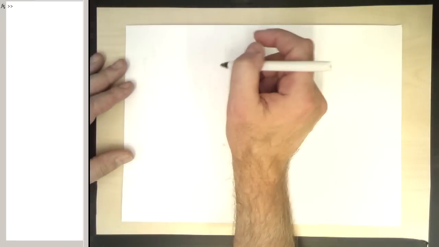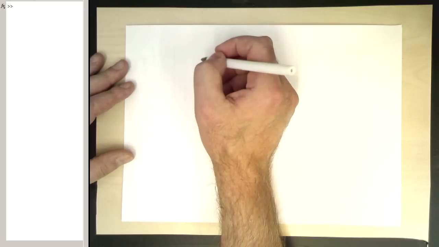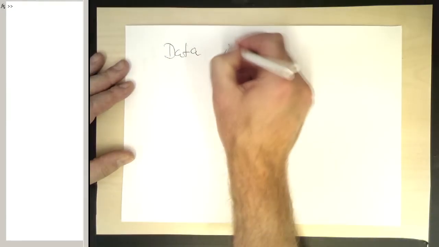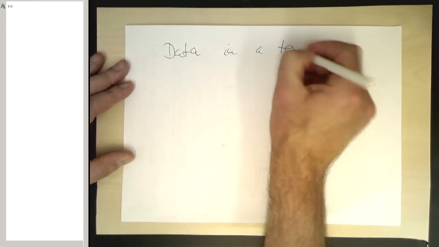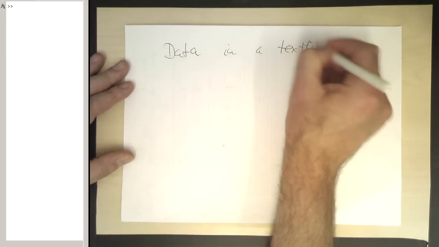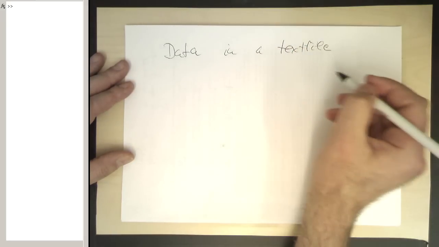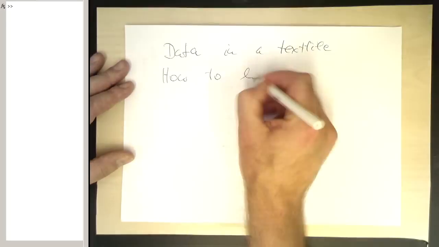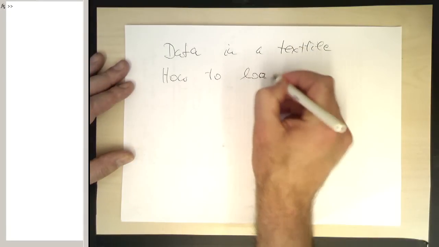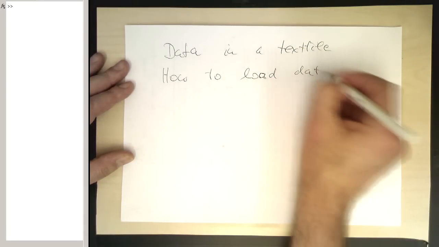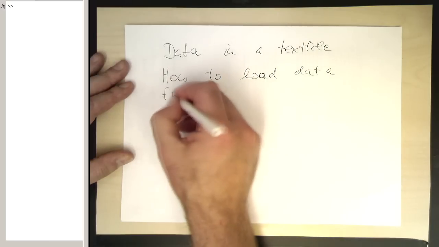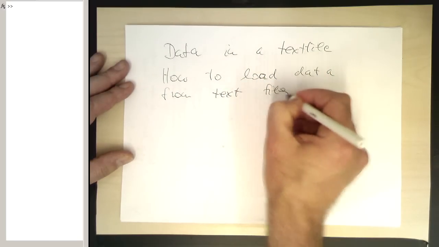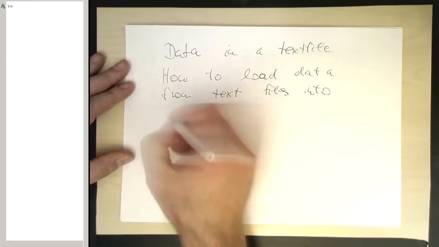So the simplest way of storing data is just storing data in a text file. So imagine we have data in a text file. And so how to load data from text files into MATLAB.